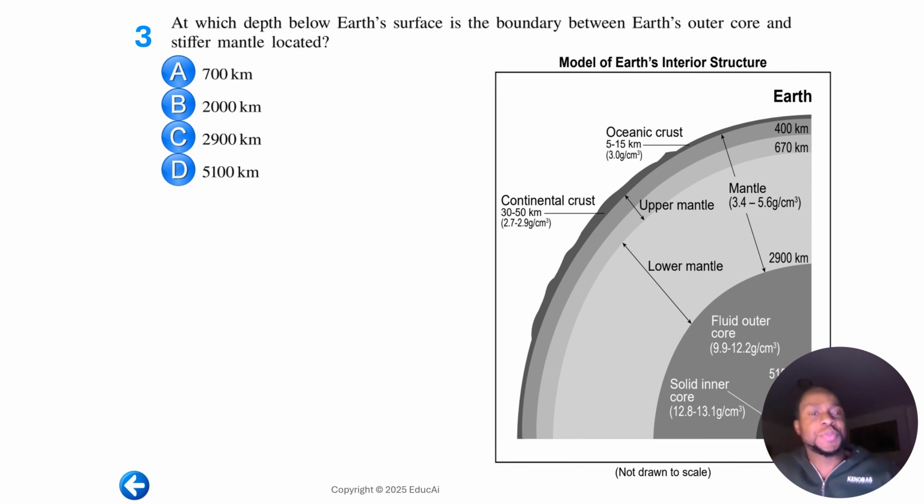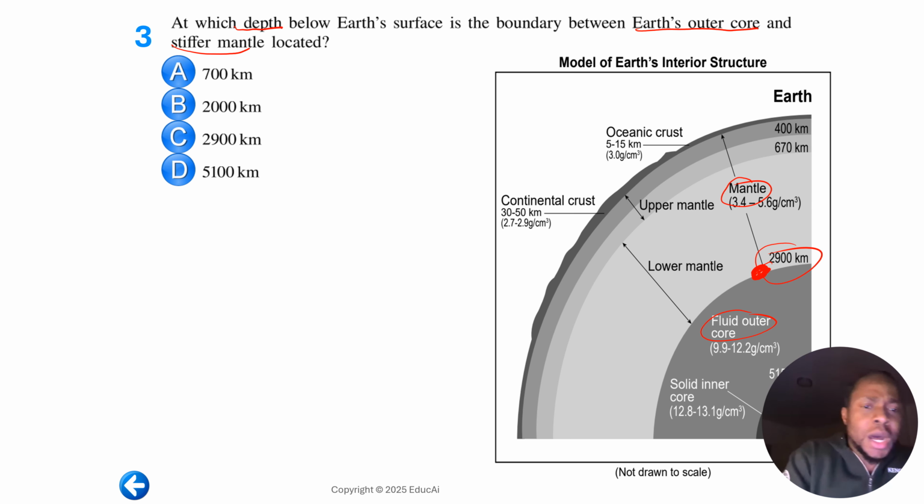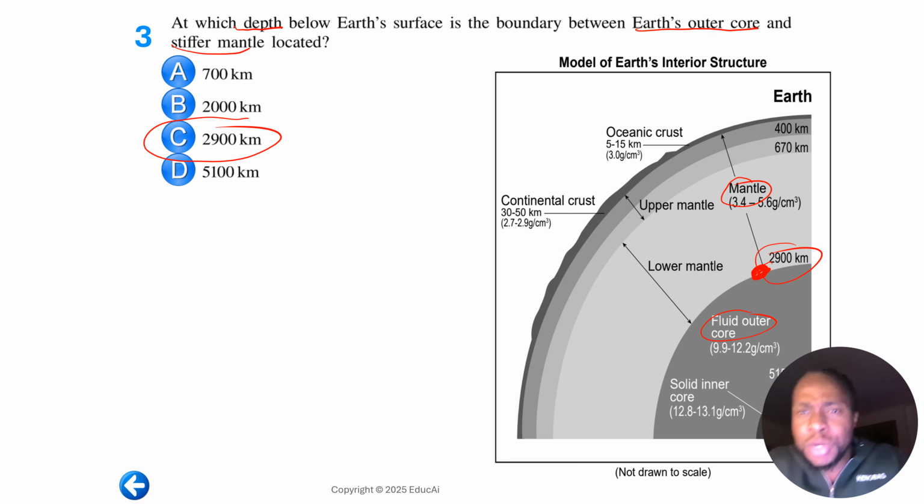Question number 3. At which depth below Earth's surface is the boundary between the Earth's outer core and stiffer mantle located? So it's asking for the depth between the outer core and the stiffer mantle. Again, the depth is right around here. The boundary between those two will be right around there, which will be around 2,900 kilometers below the Earth's surface. Easy breezy.